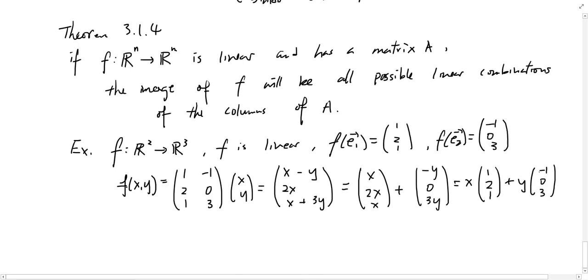We basically have these two columns, with some coefficient in front of each, which forms a linear combination. Since x and y can be any value, they form all possible linear combinations. This is a linear combination because x and y are the two scalars in front of the two vectors, (1, 2, 1) and (-1, 0, 3). And since x and y can represent anything, that becomes all possible linear combinations.